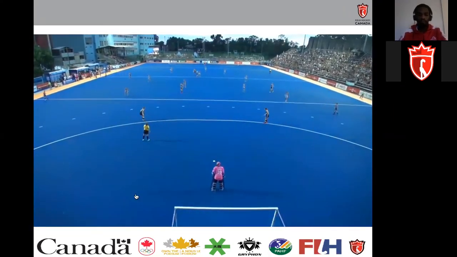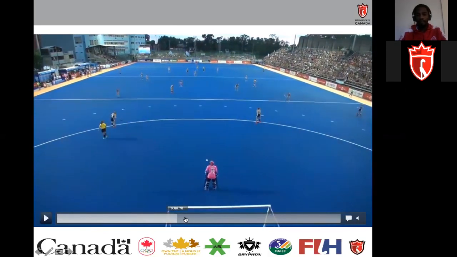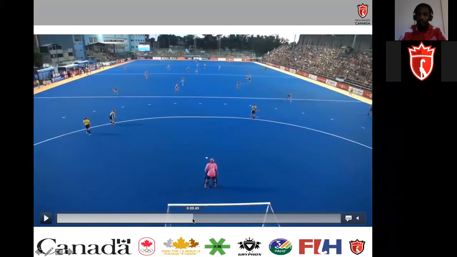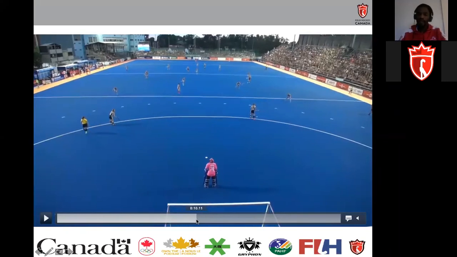Take a closer look. Again, they want to deny balls being played to the outside, and they are comfortable to win the ball through the center channels.